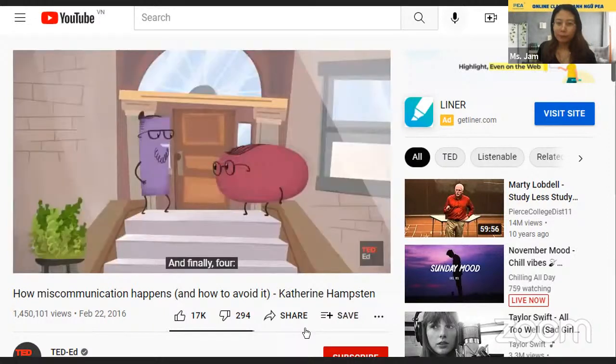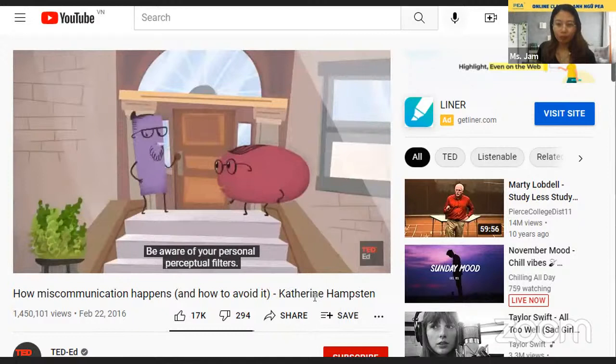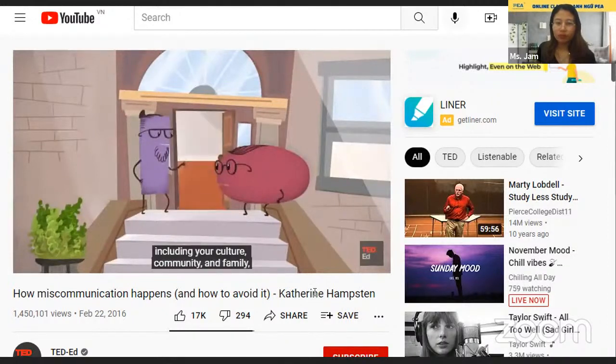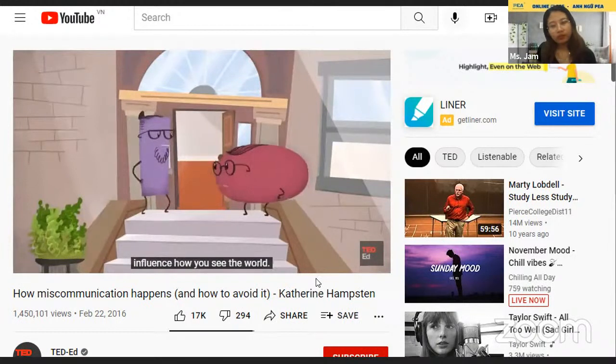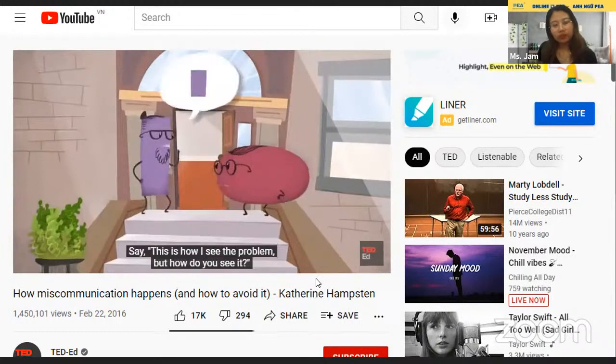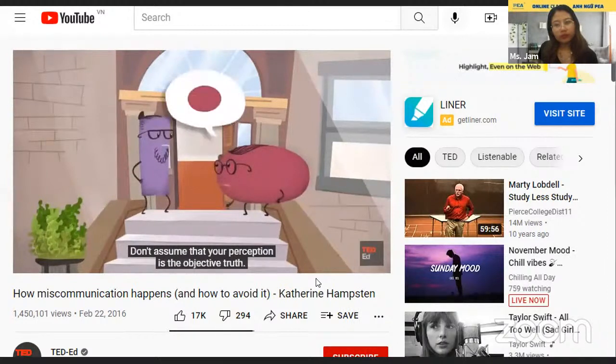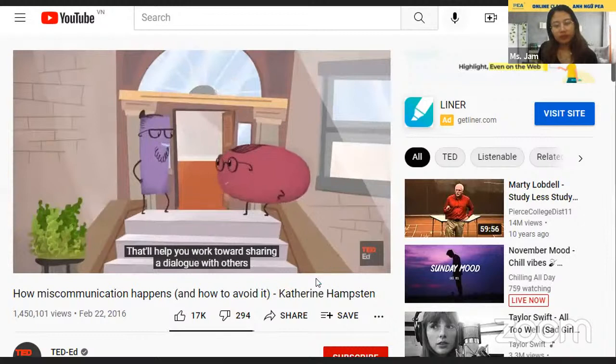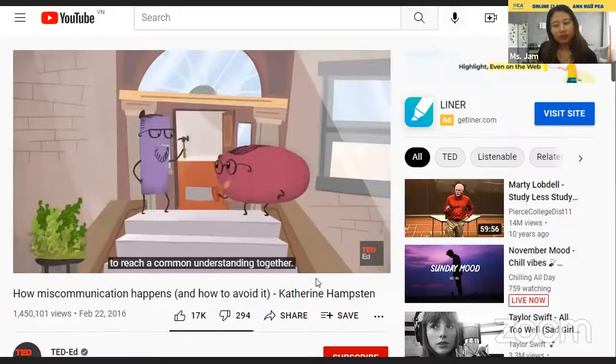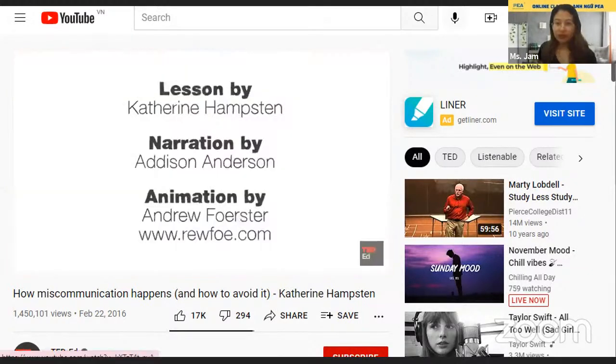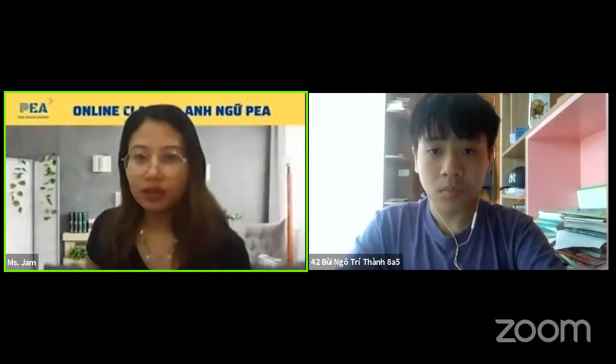And finally, 4. Be aware of your personal perceptual filters. Elements of your experience, including your culture, community, and family, influence how you see the world. Say, this is how I see the problem, but how do you see it? Don't assume that your perception is the objective truth. That'll help you work towards sharing a dialogue with others to reach a common understanding together. I hope you understand.